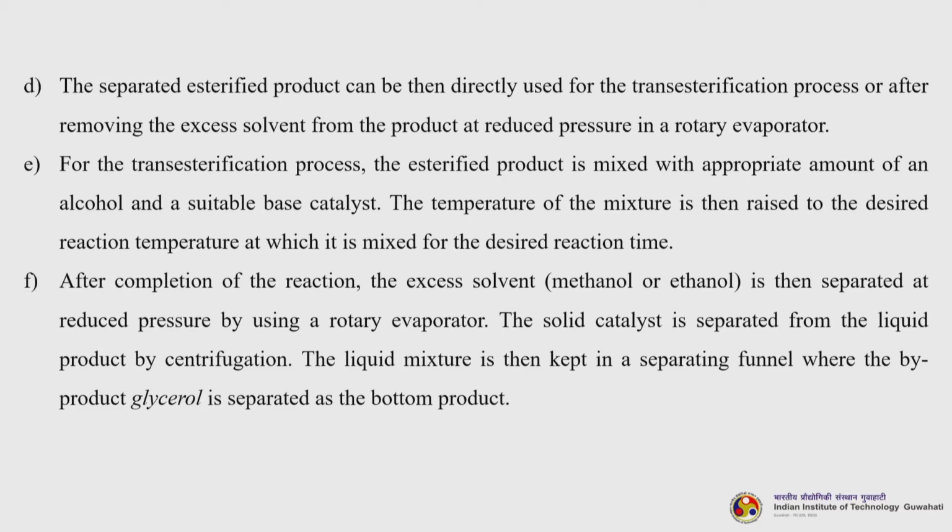For the transesterification process, the esterified product is mixed with appropriate amount of an alcohol and a suitable base catalyst. The temperature of the mixture is then raised to the desired reaction temperature at which it is mixed for the desired reaction time. After completion of the reaction, the excess solvent, either methanol or ethanol, is then separated at reduced pressure by using a rotary evaporator. The solid catalyst is separated from liquid product by centrifugation. The liquid mixture is then kept in a separating funnel where the byproduct glycerol is separated as the bottom product. So, I hope you understand, and I have listed entirely the experimental procedure of how to produce biodiesel.